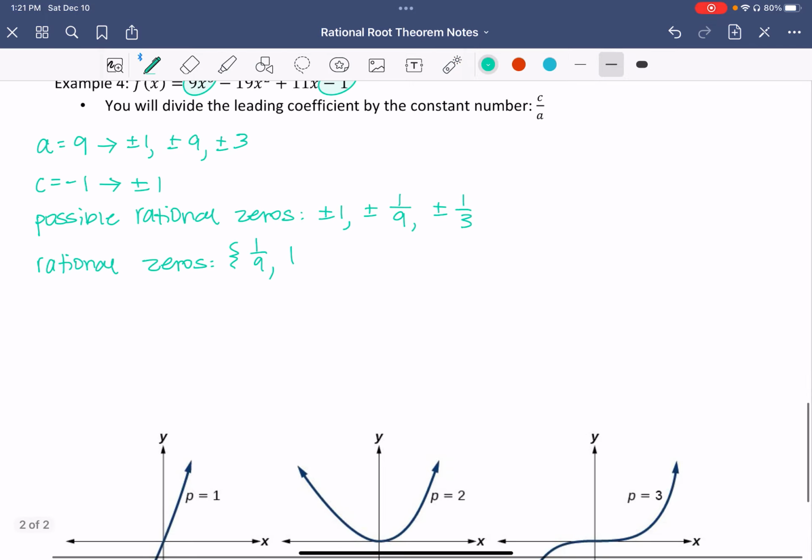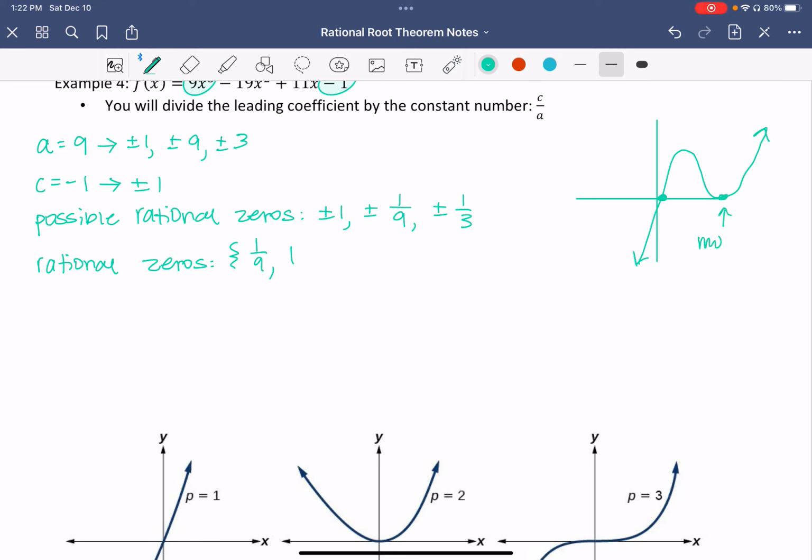So in our graph, and I'm going to sketch it just so you can remember what it looks like, it kind of looked like this. So there was a zero here and a zero here, but this one has multiplicity of 2 because it bounced off the x-axis. So when I list the rational zeros, yes, there were only two numbers, but the 1 had a multiplicity of 2. So I'm going to say 1 with multiplicity 2.